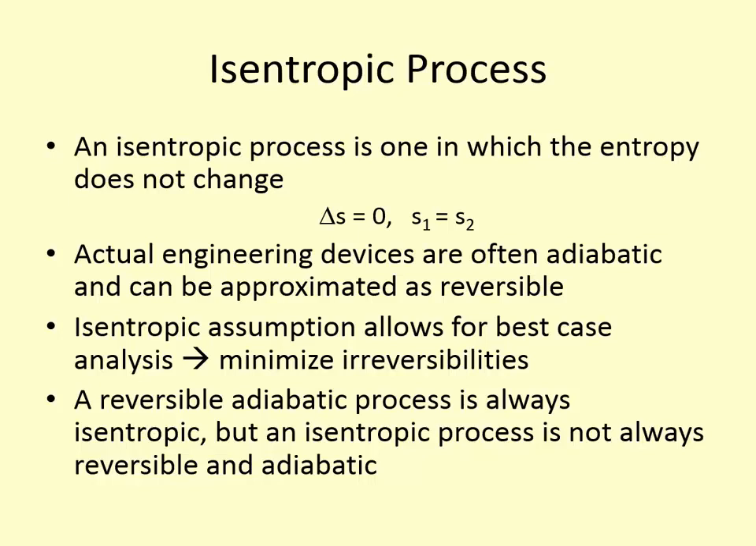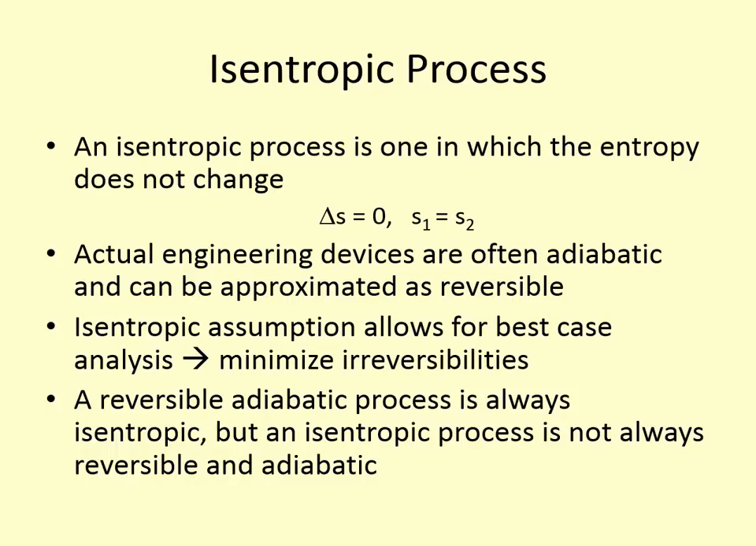And the isentropic assumption, again, allows for a best case scenario. So if we're approximating our system as adiabatic and reversible, then we're saying, okay, we don't have any losses due to heat transfer, and we don't have any other losses due to these other irreversibilities that we're concerned about. So we can see what the best case scenario would be for this actual process. So the maximum work output or the minimum required work input is the isentropic case. And a process that is reversible and adiabatic will always be isentropic.